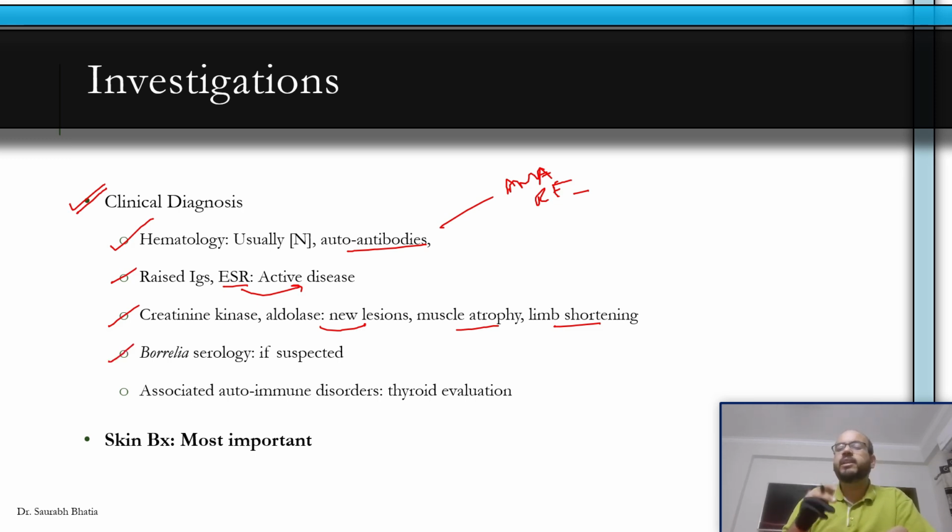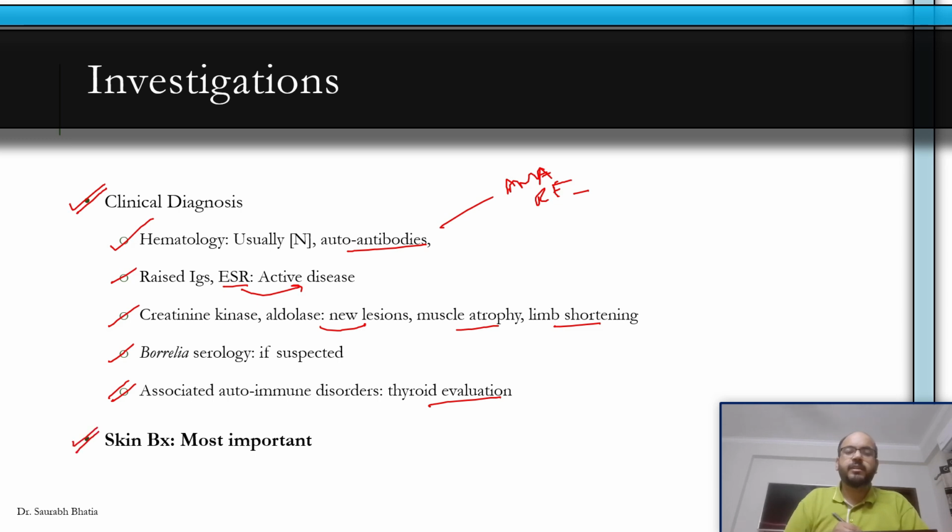Borrelia serology only if it is suspected. We have told you in the pathophysiology video that the connection is not that robust. So only do it if you suspect Borrelia to be one of the causes. For associated autoimmune disorder investigation, for example, thyroid evaluation, because autoimmune thyroiditis is a significant association. You do it specifically if you want to do any kind of blood investigation, but if clinical symptoms are present or suspicion is present, not in every patient.